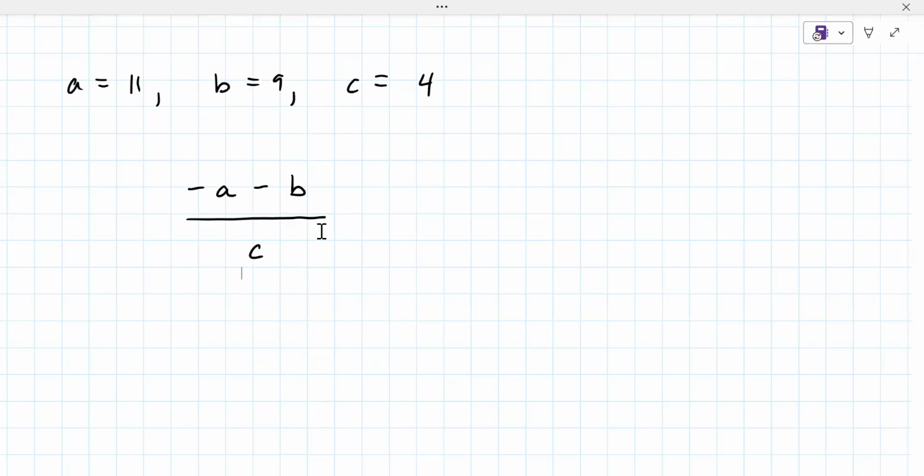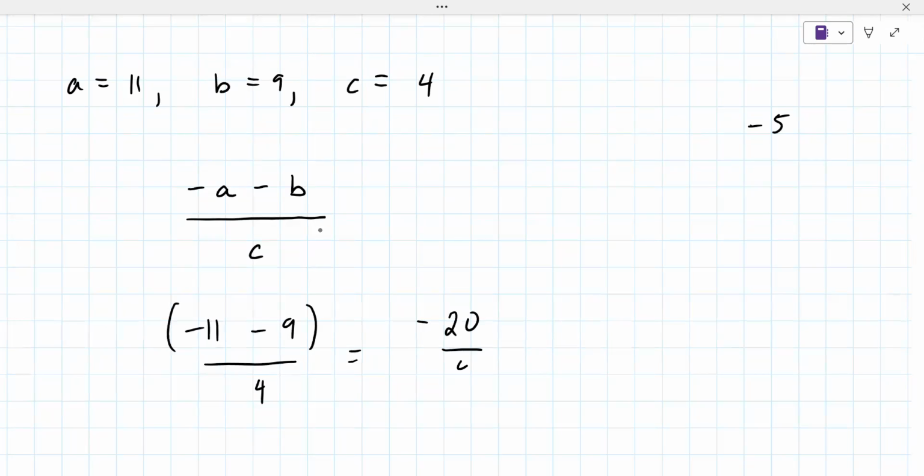Is that your final answer? Yep. Good. Okay, so minus 11 minus 9 over 4. We talked about there being implied parentheses in the numerator. Minus 20 over 4 is minus 5. Very good. All right. So this topic will come back.